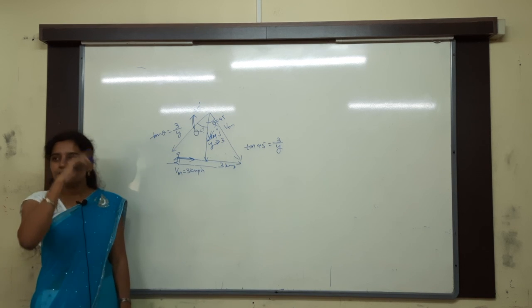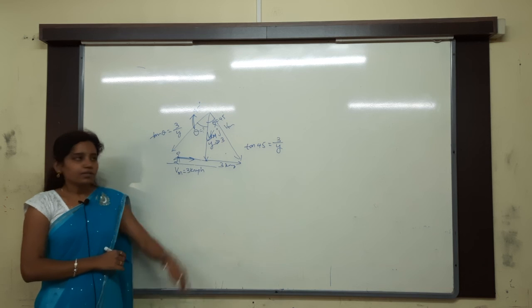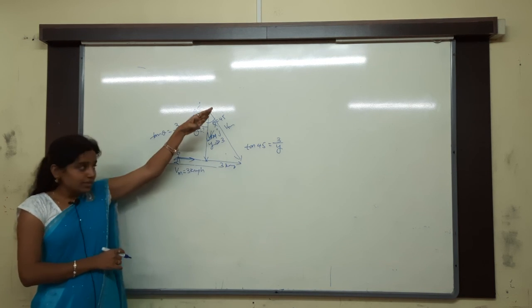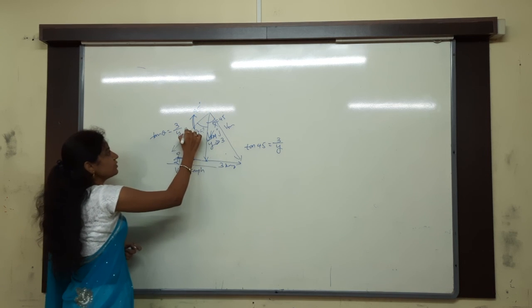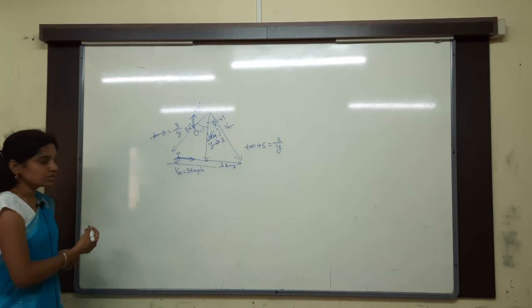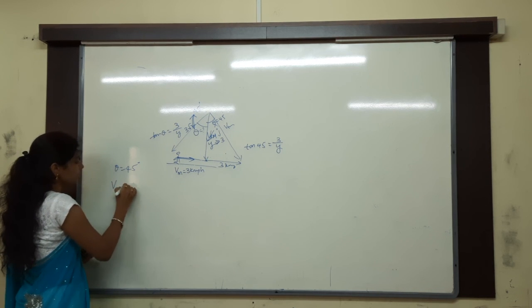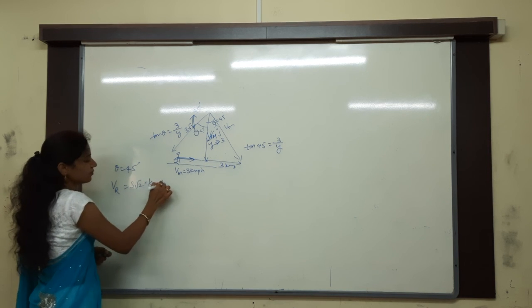Now where is the original velocity of the rain before the first case? In which direction was it? Relative velocity I am not asking, original velocity I am asking. In this direction, slantly like this. So this is 3, so this will be 3 root 2. The theta is 45 degrees, and the velocity of the rain is 3 root 2 kilometers per hour.